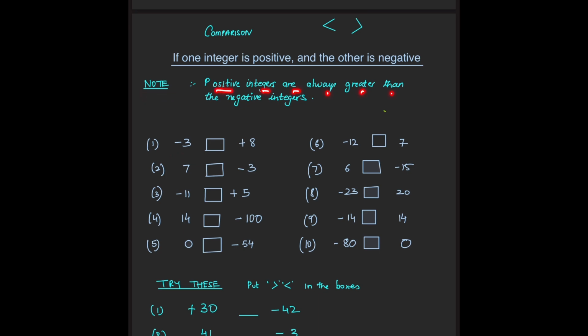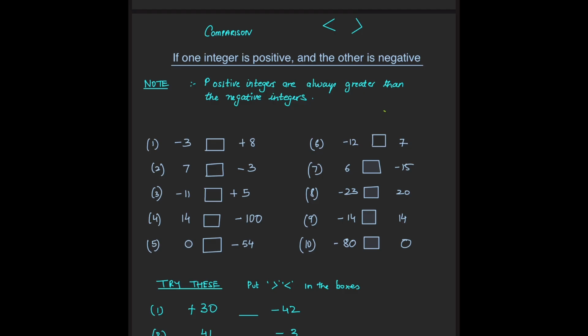Positive integers are always greater than the negative integers. So whichever is the negative integer, suppose if I have given negative 100 and positive 3, positive 3 is the greater one because negative is always going to be smaller than the positive. So positive is always greater than negative. Let us begin and finish this in a second.